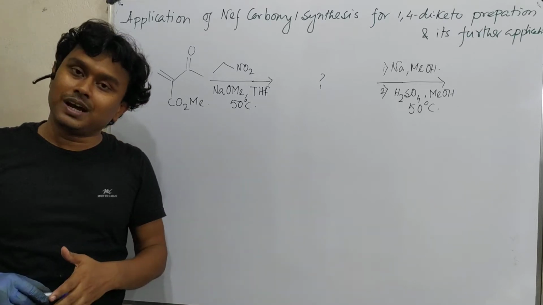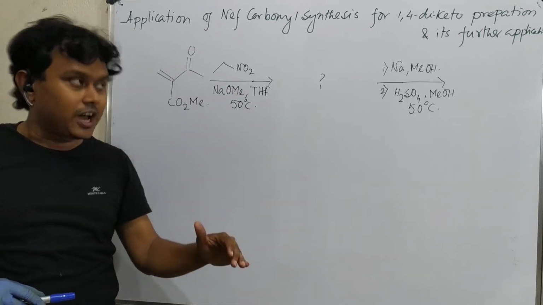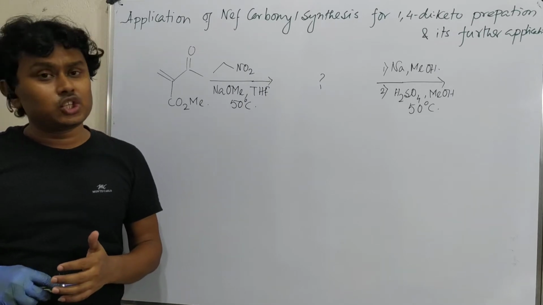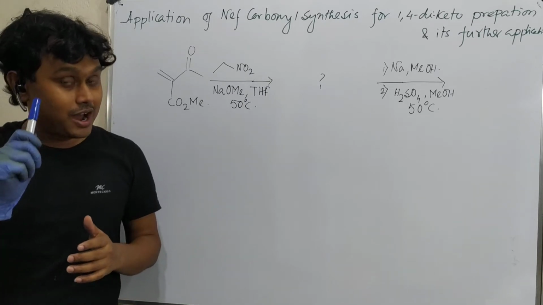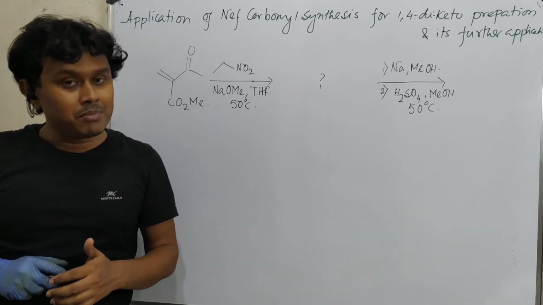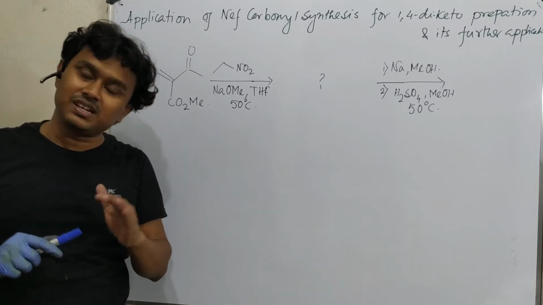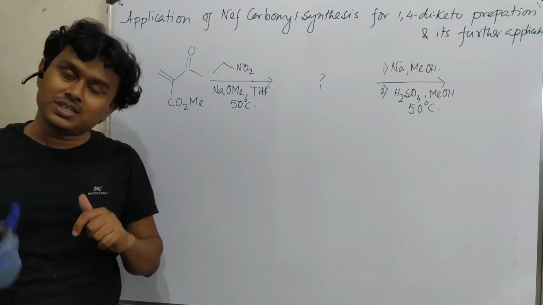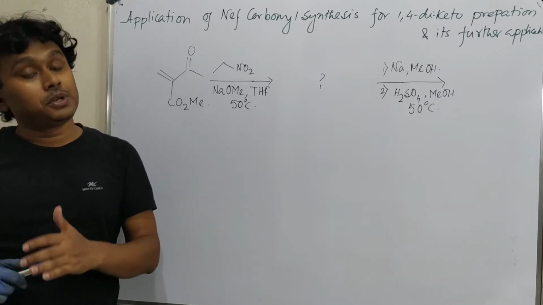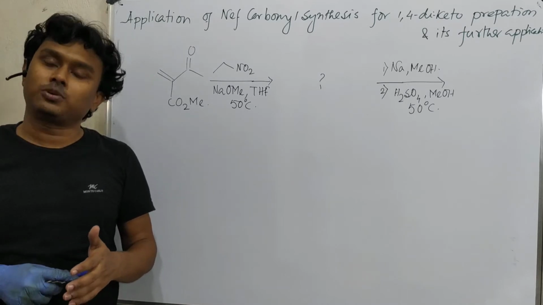So a lot of chemistry to be learned, and what we are going to learn today, first of all, this Nef carbonyl synthesis and its application to prepare 1,4-diketo compound. Why is 1,4-diketo compound important? If you have not forgotten, I have already explained, this is a precursor for 5-member heterocycle preparation like pyrrole. Okay, so we will discuss that a little bit also. So a lot of interesting strategy as well as recapitulation of basic understanding for the preparation of different varieties of molecules we will learn.